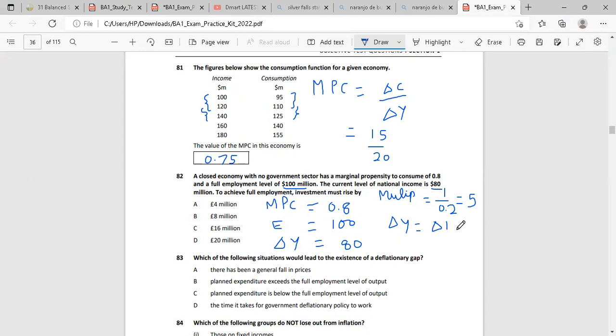Into multiplier. We already have this is 20 divided by 5. So delta I is equal to 20 divided by 5. Okay. 4 is the answer. Delta I is equal to 20 by 4.